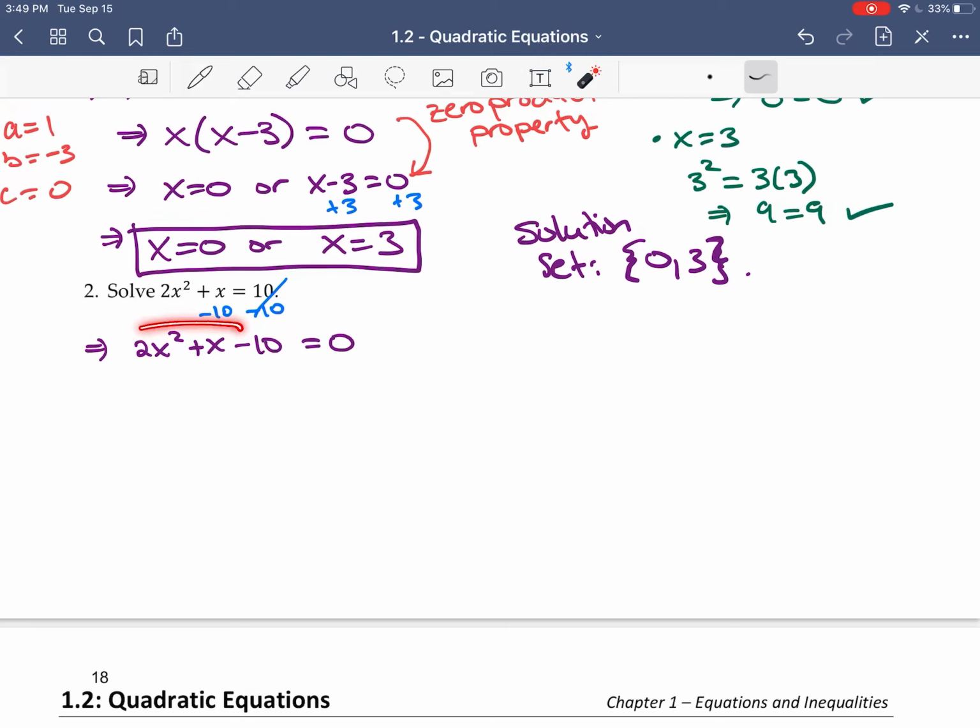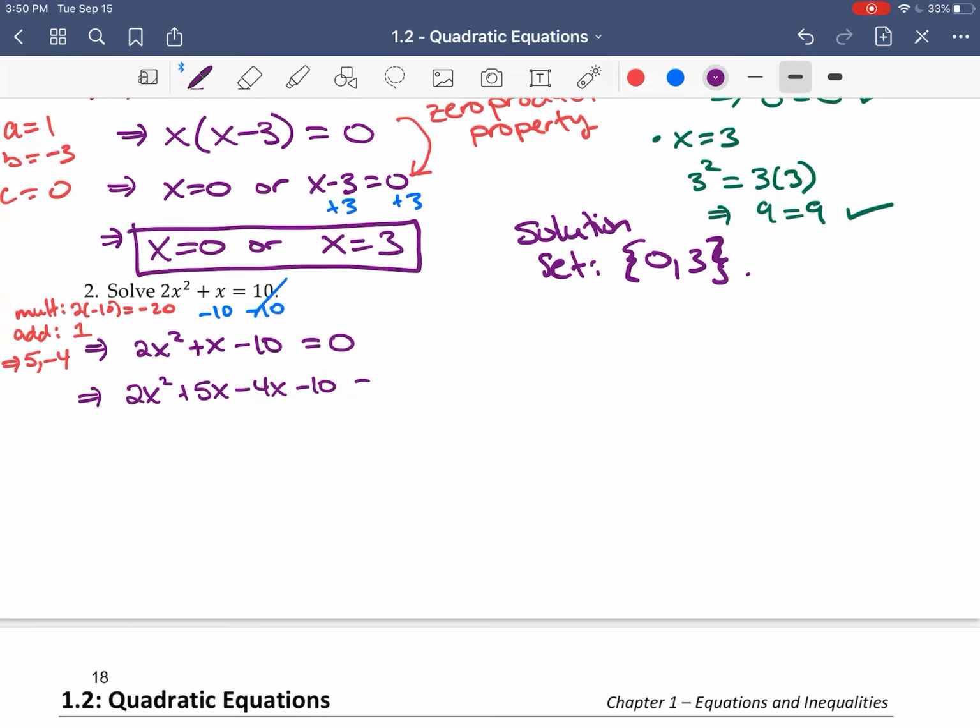Okay, and now we can use the factoring that we did in chapter R on the left hand side. Okay, so I want two numbers that multiply to give me 2 times negative 10, so negative 20, but add to give me 1, the middle term. Okay, so that's going to be positive 5 and negative 4. Okay, so then we split up the middle term into those two. So I could have plus 5x minus 4x minus 10. Okay, so just to highlight that, so this one term turned into these two terms.